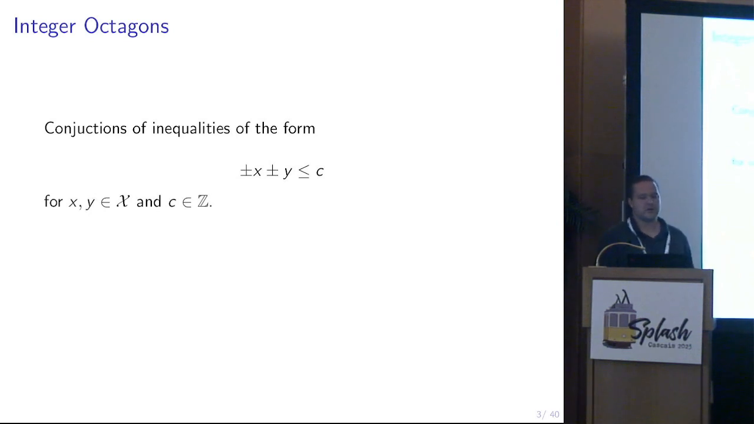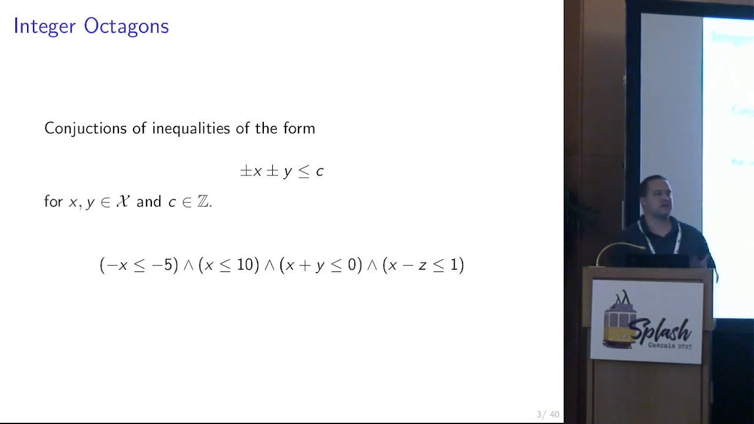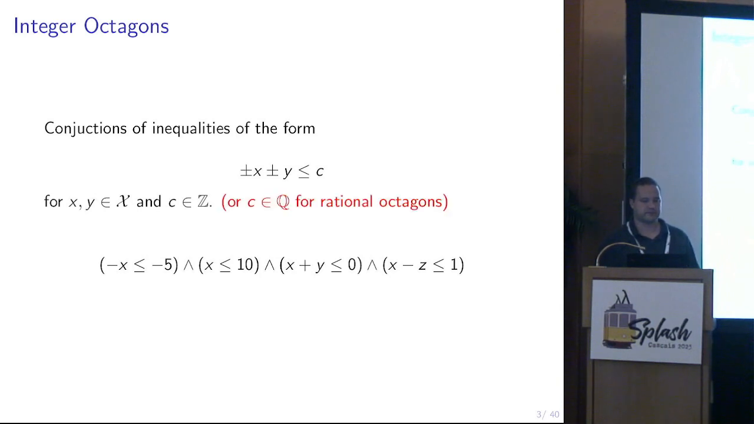For those who do not know, when you have an octagon, what you have is a conjunction of inequalities of this form: plus or minus x plus or minus y is less or equal than some constant c, where c in this case would be from the integers. So an example octagon value might be something like this, where you say minus x is less or equal than minus 5, x is less or equal than 10, and then you also have some constraints on the sum of x and y and the difference of x and z. Alternatively, if you do not want to talk about integers, you can also talk about octagons that range over the rationals. In this case, your constant would also come from the rationals.